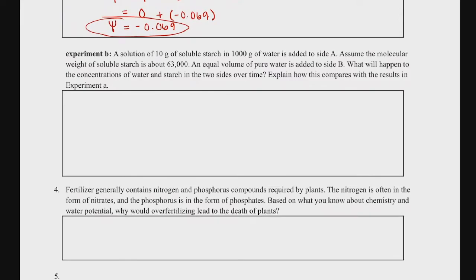And let's move on to experiment B. A solution of 10 grams of soluble starch and 1,000 grams of water is added to side A. Assume the molecular weight of the soluble starch is about 63,000 grams. I know that they're not putting grams, but it is supposed to be there. An equal volume of pure water is added to side B. What will happen in the concentrations of water and starch in the two sides over time? Explain how this compares with the results in experiment A.